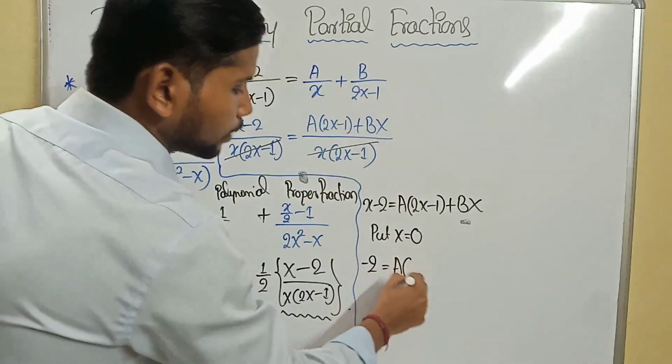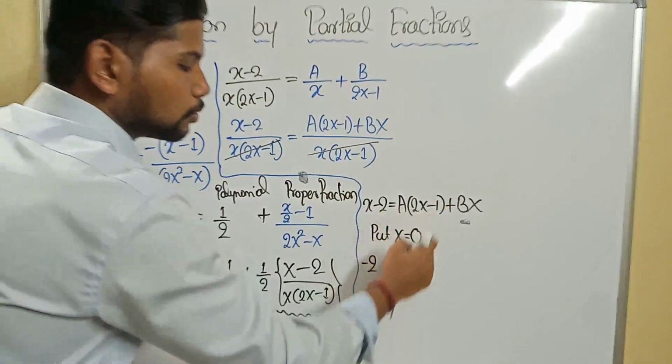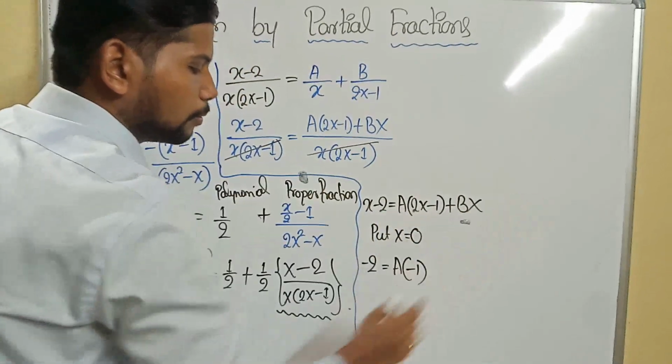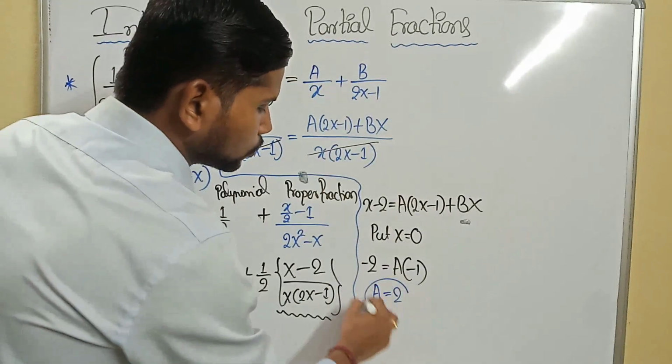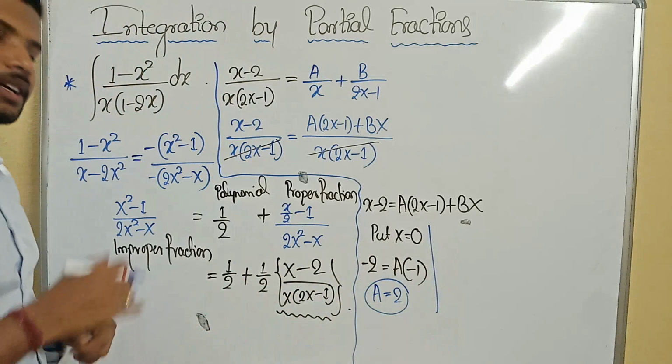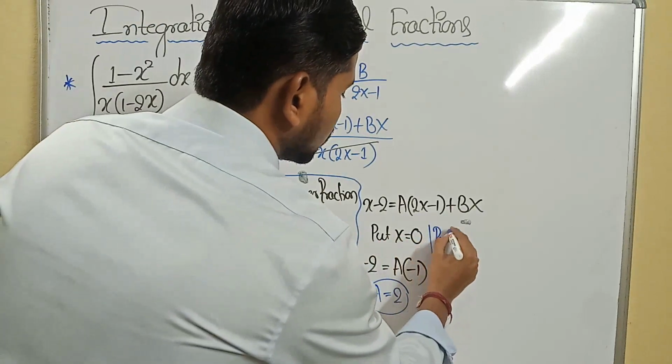It will be a into bracket 0. 2 into 0 will be 0. 0 minus 1 will be minus 1. B into 0 will be 0. Leave it. Minus a equal to 2, a equal to plus 2. That I got the value. Got it? After that, put x value.